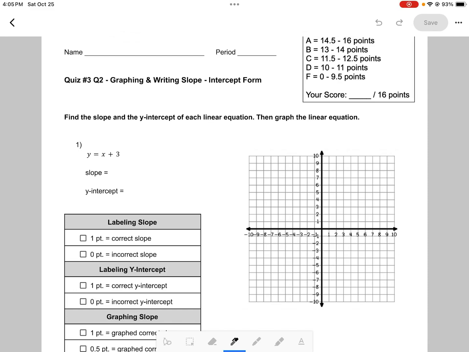Hi friends, today we're going to look at our graphing and writing slope quiz. It says find the slope and the y-intercept of each linear equation and then graph the linear equation.